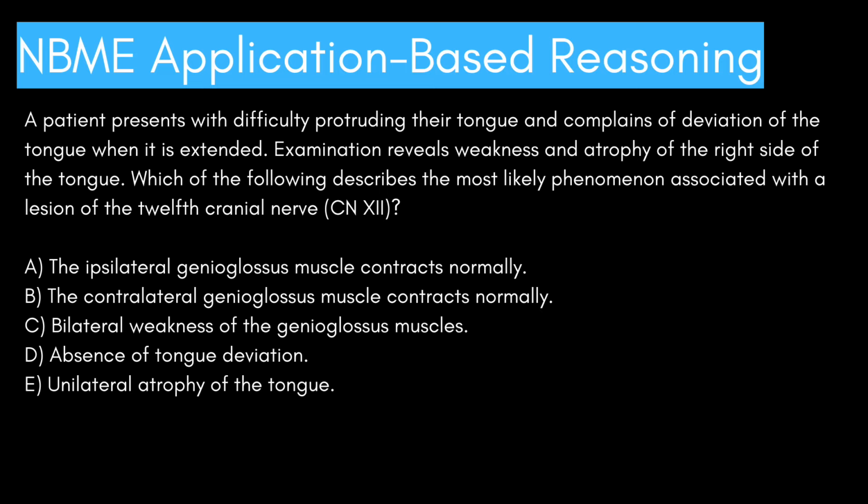A patient presents with difficulty protruding their tongue and complains of deviation of the tongue when it is extended. Examination reveals weakness and atrophy of the right side of the tongue. Which of the following describes the most likely phenomenon associated with a lesion of the 12th cranial nerve?